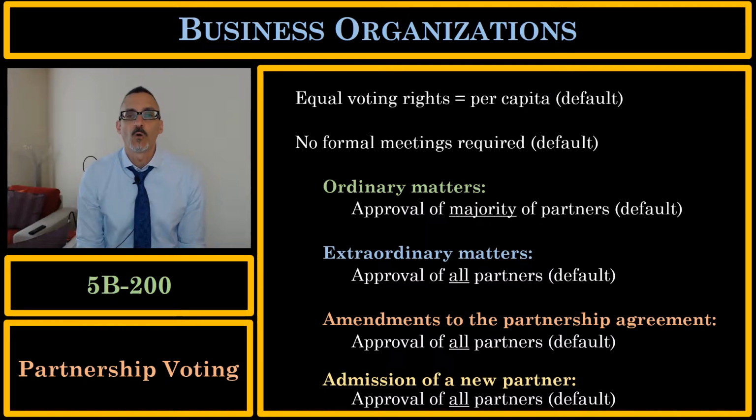With respect to ordinary matters, we simply require approval of a majority of the partners. With respect to extraordinary matters, however, we require approval of all of the partners. Same thing for amendment to the partnership agreement. All partners must agree to it. And same thing with respect to admission of a new partner. All partners must consent to the admission of a new partner. Now, with respect to all of these, we can change these rules. We can change these default rules in our partnership agreement.